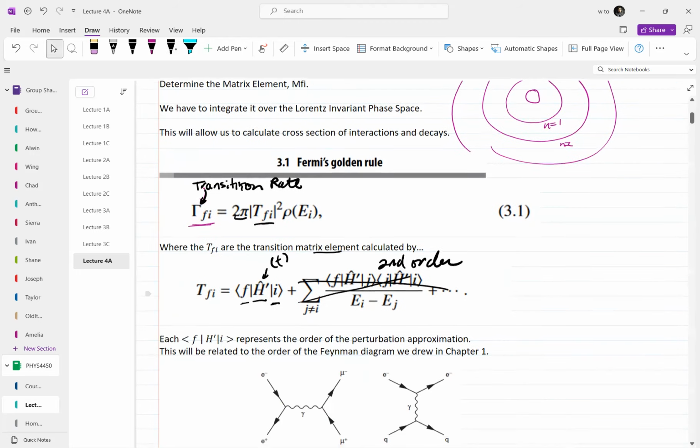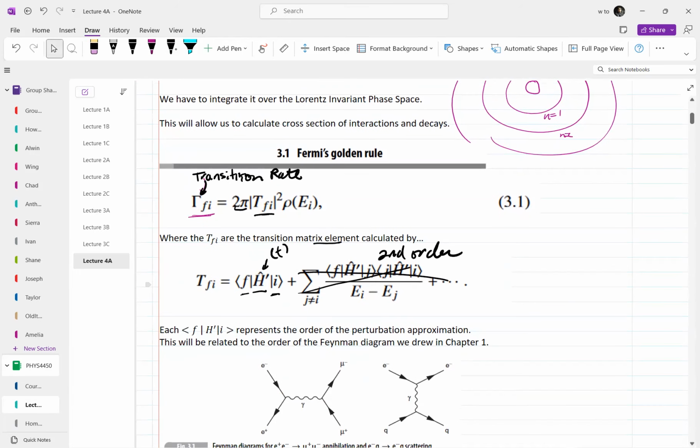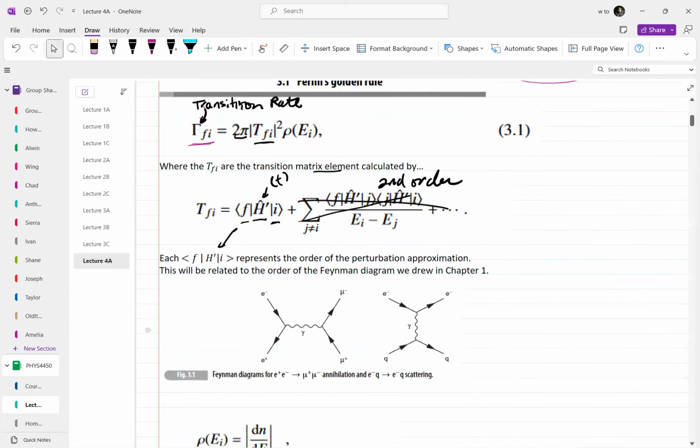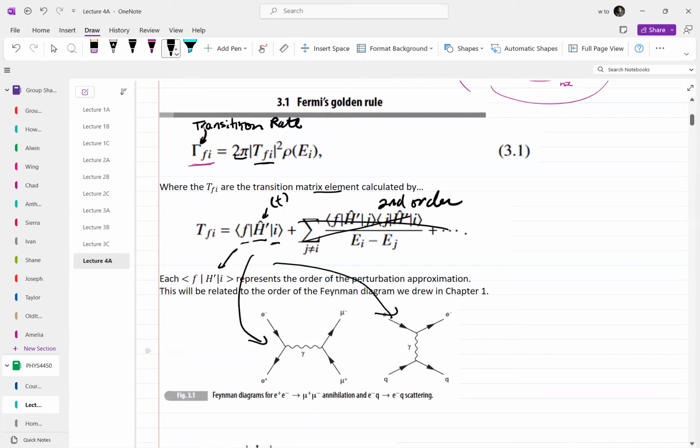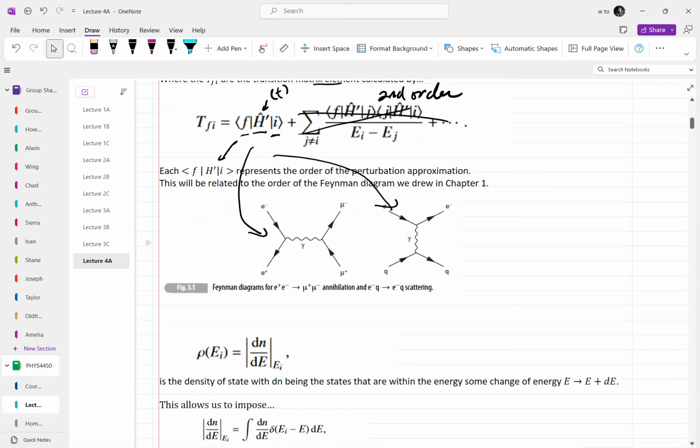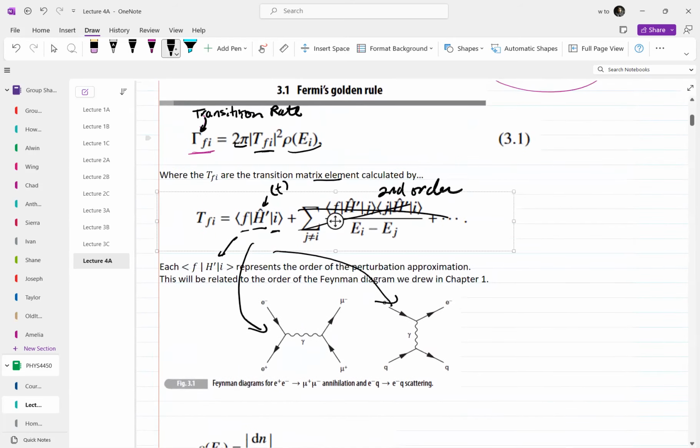And what we're going to see is that each of these little expectations, actually they're called correlation functions between the initial and final state, are going to be associated with different Feynman diagrams. So each of these will have a different Feynman diagram attached to it when we get to quantum electrodynamics, hoping for about 2 weeks from now.